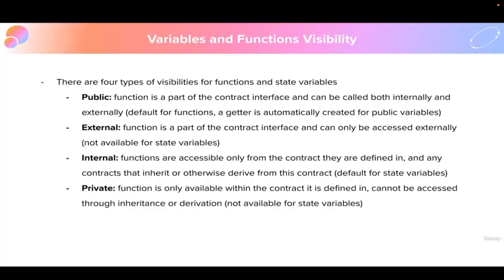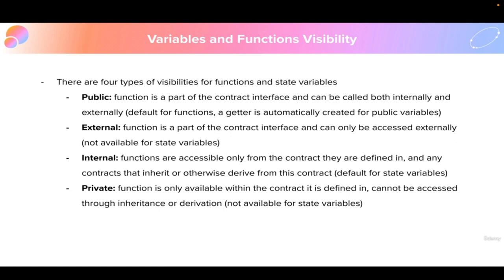We will now take a look at variable and function visibilities. There are 4 types of visibilities for functions and 2 for state variables. First, we'll look at public. Public functions and variables are a part of the contract interface and can be called both internally and externally. Public is the default visibility for functions. For state, a getter function is automatically created for public variables.